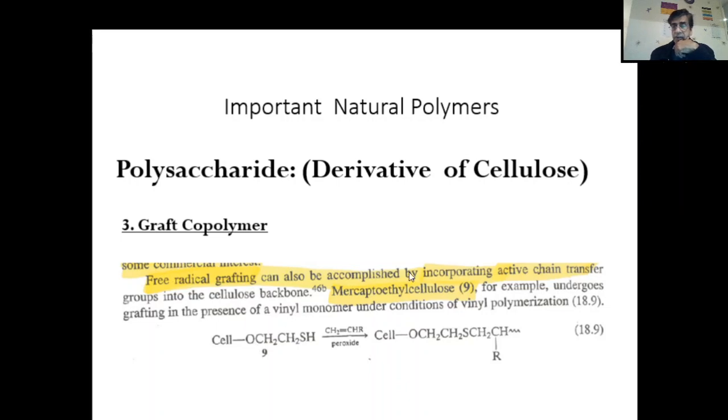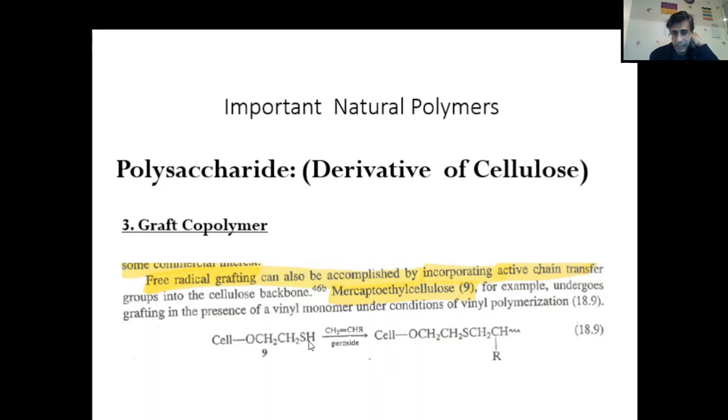So first you react the cellulose with a chain transfer group, for example mercaptan. So the OH of the mercaptan will be removed, and this will be connected. Now this cellulose is ready for any free radical polymerization.